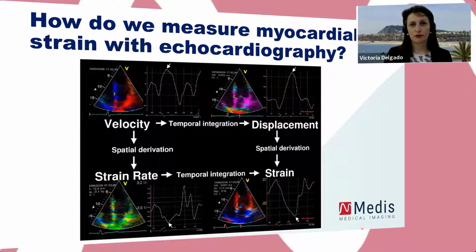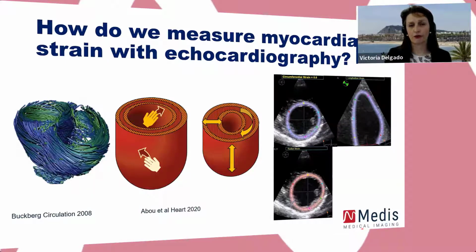From tissue Doppler, we depart from velocity, and then we do a spatial derivation for which we have a strain rate. And if we do the temporal integration, we will have strain. But this is only along the ultrasound beam. If we go to the apical segments, we may have a zero deformation because the movement of the myocardium is perpendicular to the ultrasound beam. Therefore, we need to be very careful how we acquire the images in order to make sure that we have a good alignment with the ultrasound beam. This doesn't happen with two-dimensional strain.